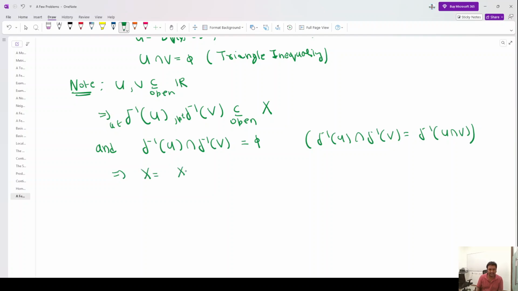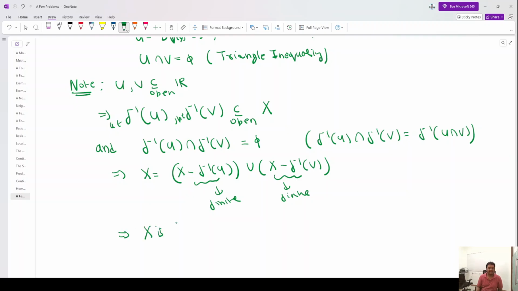X is equal to X minus, using De Morgan's law, union X minus F inverse of B. What is this? See, these are open in X. X is with the cofinite topology. So this is finite, this is finite. A finite union of finite sets is finite. So this implies X is finite. So you have a contradiction, right? So that's all.